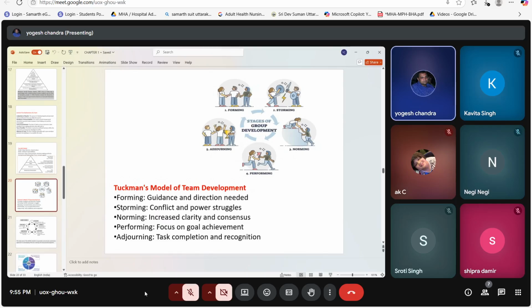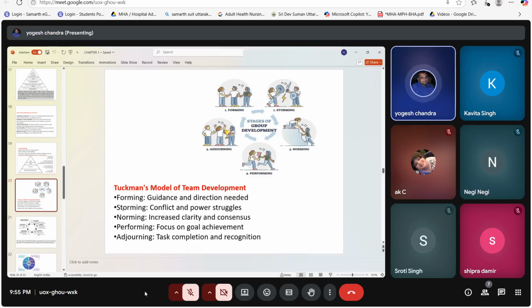Okay, that approach is one approach, but if you are a true leader, it is your responsibility to create a team. You have to develop the team. And by going through all these phases, if you are able to manage all these stages, storming and norming, performing, all that, then you are a true leader.